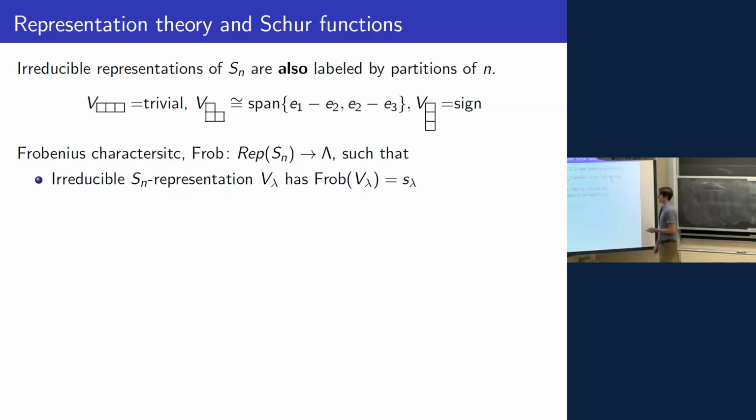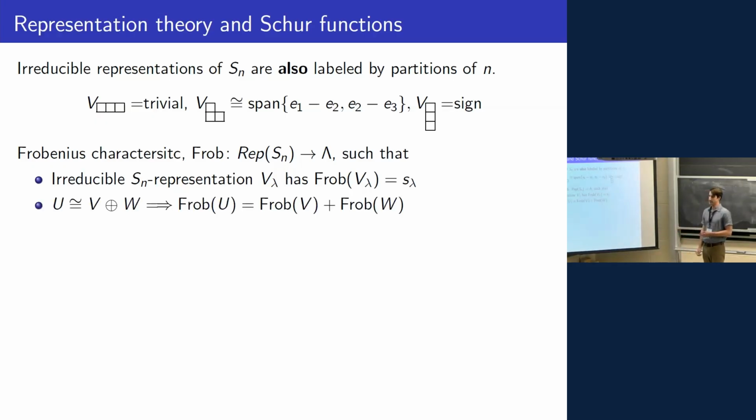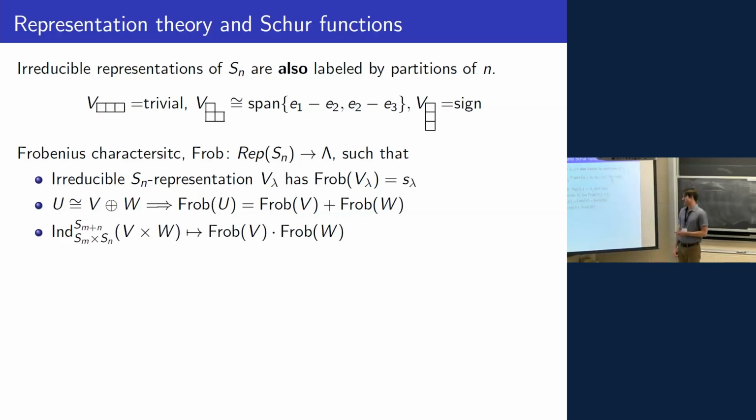But it has the following properties, and this is what actually matters. The first one is that if you hand me an irreducible Sn representation indexed by a partition, then its Frobenius characteristic is the Schur function. But more than that, it is structure preserving in some sense, it encodes the structure. So if I have a representation that is a direct sum of two, then under the Frobenius characteristic map, it becomes a sum of symmetric functions. And then there's also a product structure. So if you do an induction of symmetric group representations in a straightforward way, this gets mapped to a product of symmetric functions.